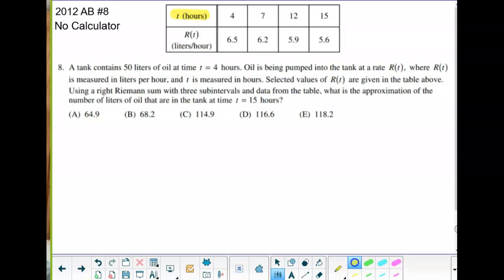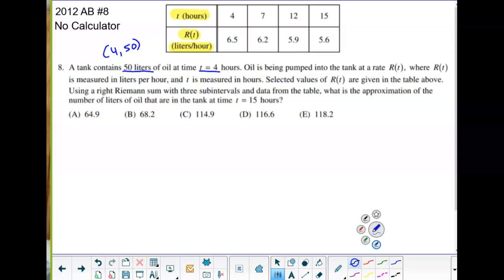Right away, when I look at a table, I think, what are my values? T stands for hours, from 4 to 15. R is a rate in liters per hour. So I already know that R is a rate. So a tank contains 50 liters of oil at time 4. Well, right away, that is my given condition. You know that you have 50 total liters.